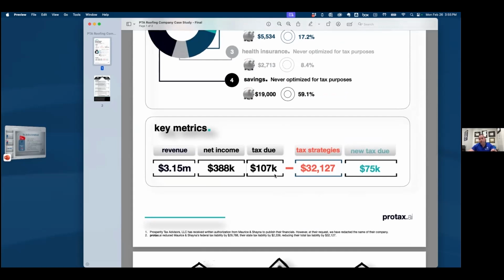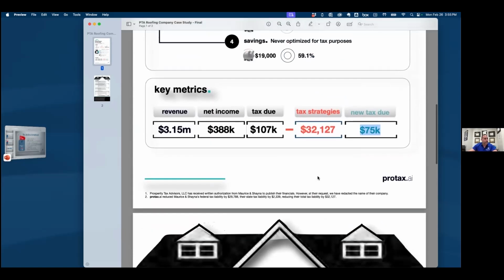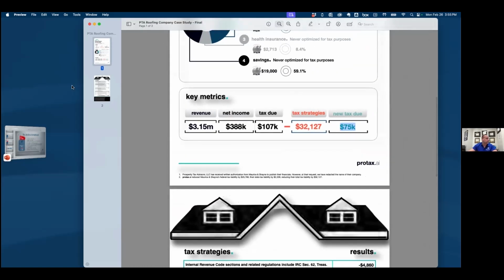So that's 4 for 32. We recommended 5 additional, and then they cut a check to the IRS for $2K. And that's kind of it in a nutshell as far as the case study goes with that.